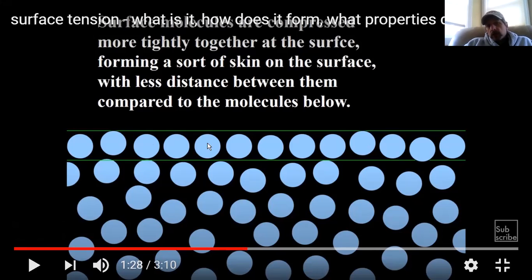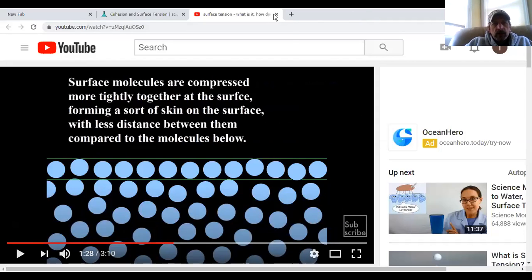So surface tension, because the molecules up near the surface do not have any molecules above them to be attracted to, pulls them downward and pushes them closer together because of that downward pull. And we end up with a concept called surface tension. Let us go back to where we left off.